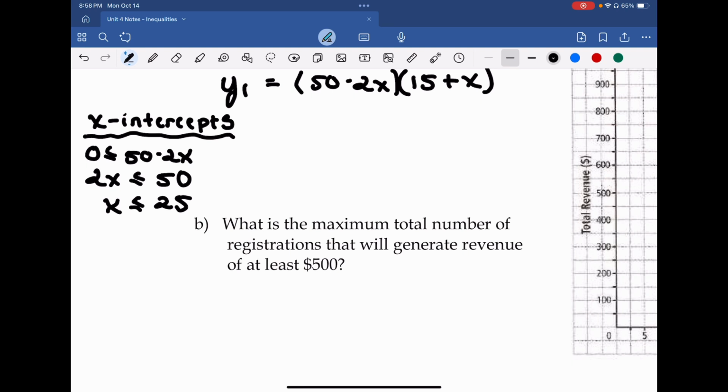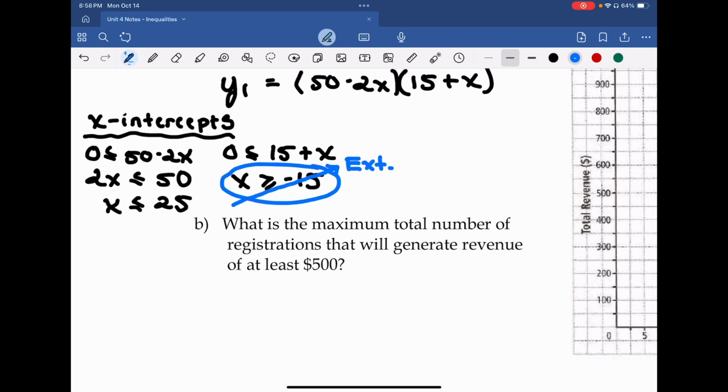If I do the same thing for my second bracket, 0 is less than or equal to 15 plus x. I subtract 15 from both sides. It gives me x is greater than or equal to negative 15. I'm going to look at this and be like, wait a minute, this is extraneous. Because if this is negative, we're not going to have a negative amount of campers in this situation, because then it would mean potentially we're losing people when we want to actually be gaining people. So let's be very specific about that.